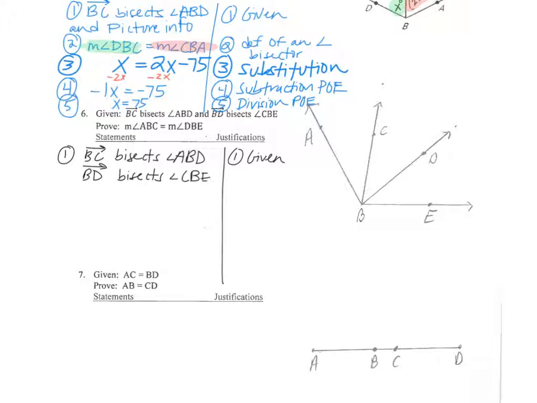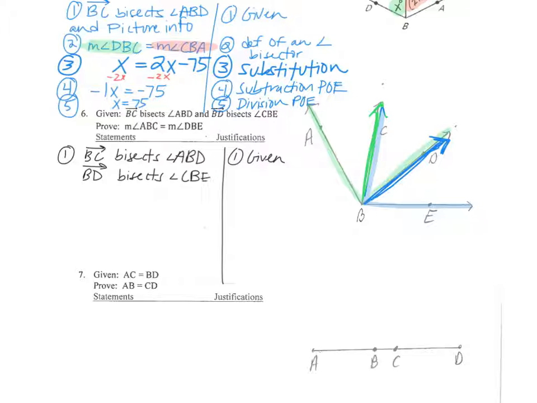I'm going to draw on this diagram. You have BC bisecting ABD. So BC is this one. It's bisecting this larger angle, which I'm going to highlight in green. So that's one. The other bisecting thing we have, they overlap. So BD bisects CBE. Do you see how they overlap?